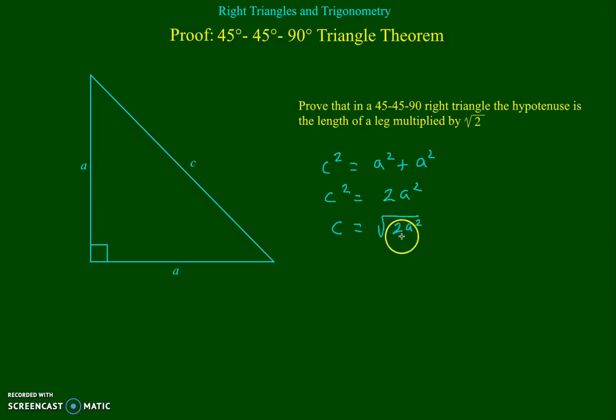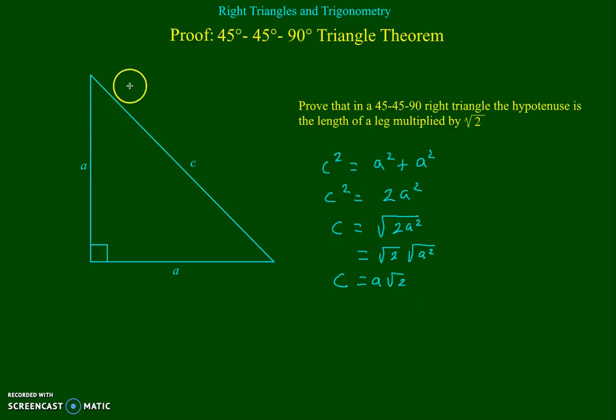Knowing our properties of radicals, this is the same as the square root of 2 times the square root of A squared. And we know that the square root of anything squared is itself. So this is A square root of 2. And so we've just proven that the hypotenuse, C, is equal to the leg, A, times the square root of 2. A fairly easy, straightforward proof.